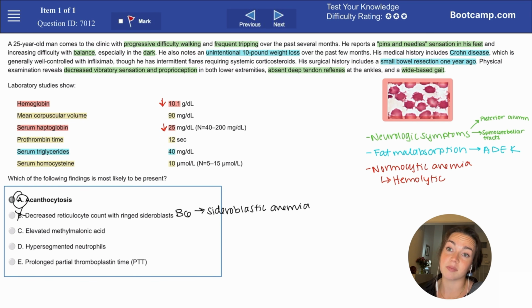Options C and D both represent a vitamin B12 deficiency, though option D could also represent a vitamin B9 deficiency. In general, for a vitamin E deficiency, our biggest differential is a vitamin B12 deficiency. B12 deficiency also affects the posterior column and spinocerebellar tracts.